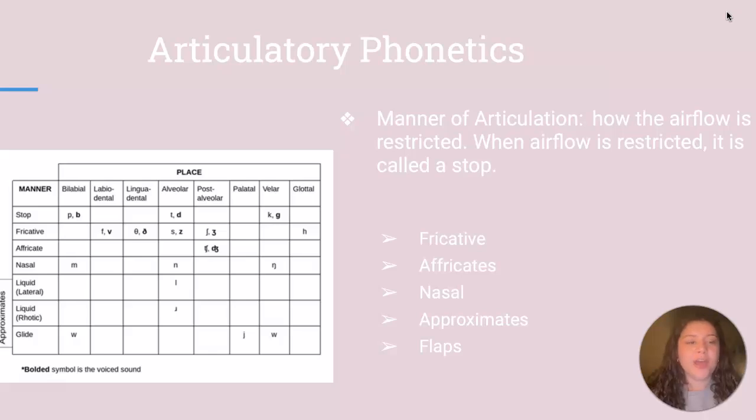Manner of articulation is how the airflow is restricted. When airflow is stopped, it's called a stop. There are 5 other kinds of manners. Fricative, which is a nearly complete obstruction of air. Affricates, where the airstream is stopped and then opens into a fricative. Nasal, where the nasal cavity is opened to the vocal tract. Approximants, which are a slight constriction of the vocal tract. And flaps, where there's a complete obstruction of air, but it's quicker. The chart to the left from the textbook provides the intersection of place and manner.